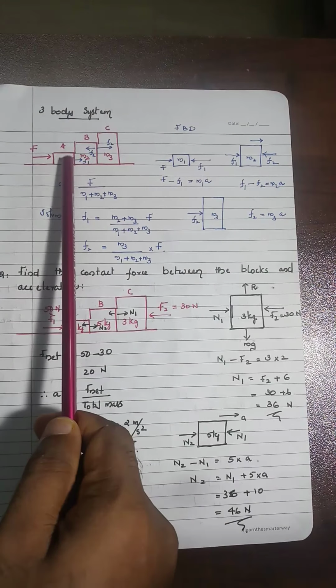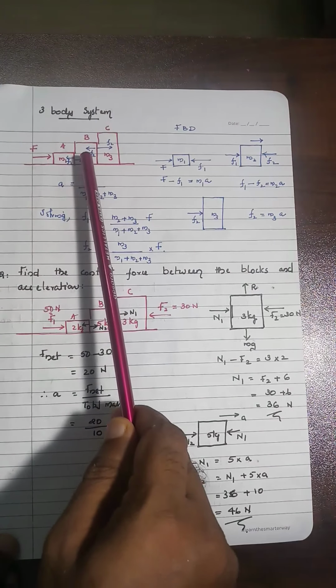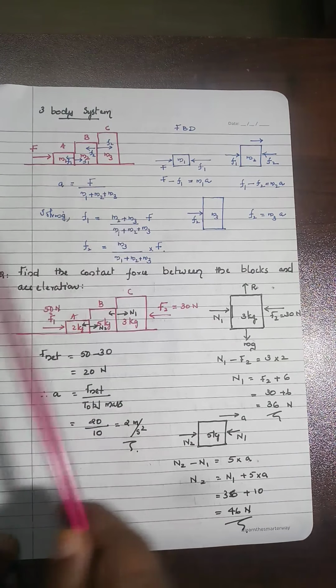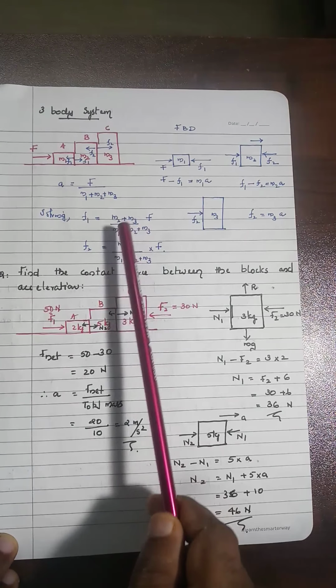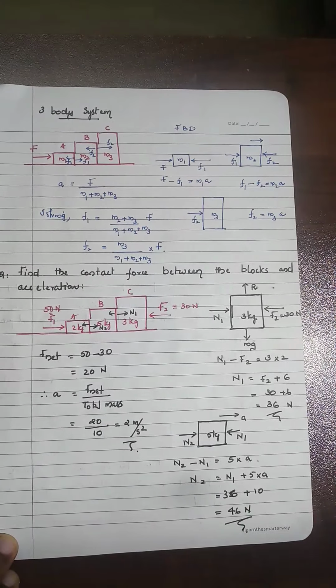So how can we find F1? Simply we can just write the other masses. But here 2 masses are there, so you just add them. M2 plus M3 by the total mass into the total force.